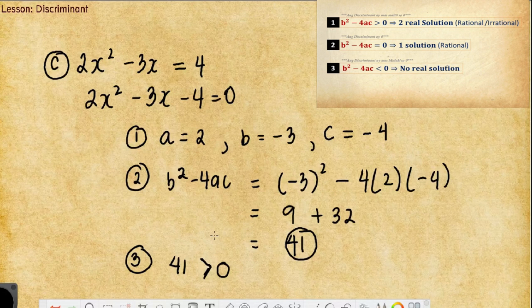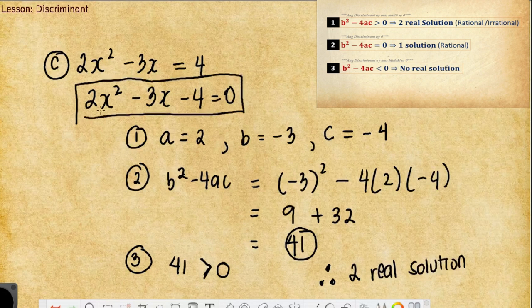Mas malaki siya kay 0. Okay? So therefore, ang type ng solution natin ay meron tayong dalawang real solution. At kung titingnan natin yung ating equation, ito yung equation natin. So, ito ba ay perfect square trinomial? Kung yes, dapat ito ay rational. Kung no, ito ay irrational. And as you can see, ito ay hindi perfect square trinomial.